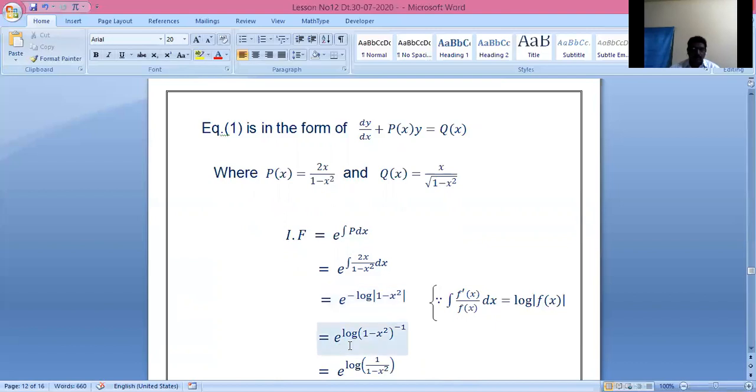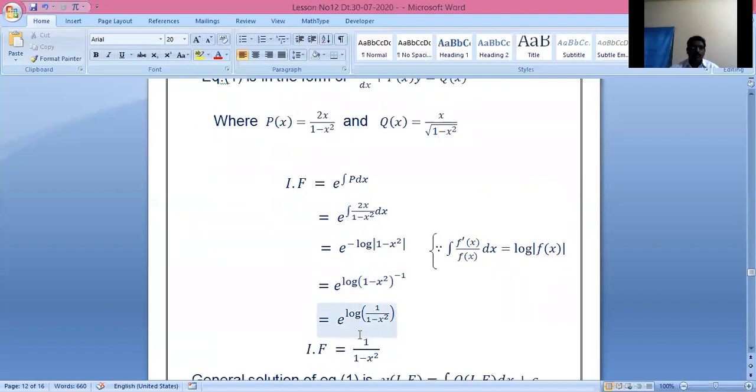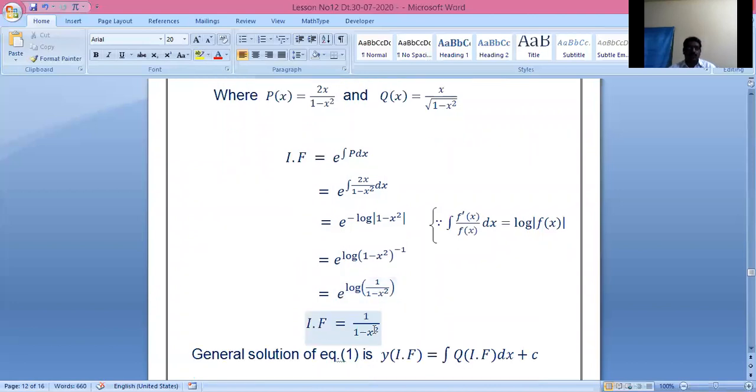That is equal to e to the power of log of 1 minus x square to the power of minus 1, since n log m can be written as log m to the power of n. That is equal to e to the power of log of 1 by 1 minus x square. Here base and e both are equal, therefore we get IF is equal to 1 by 1 minus x square.